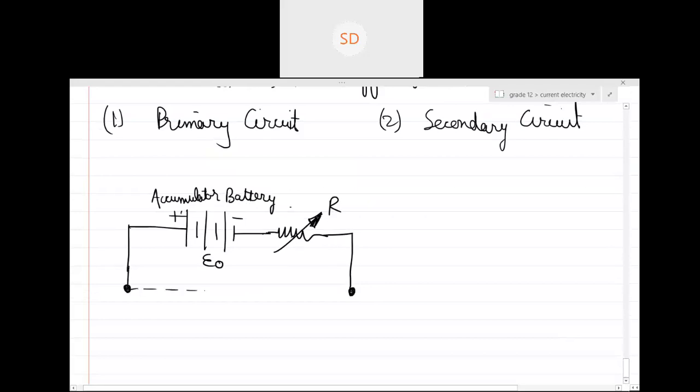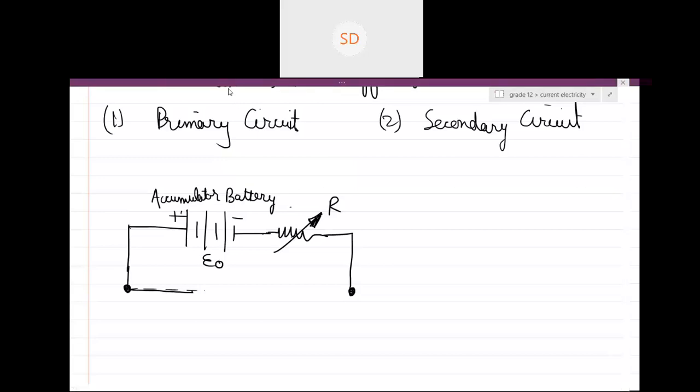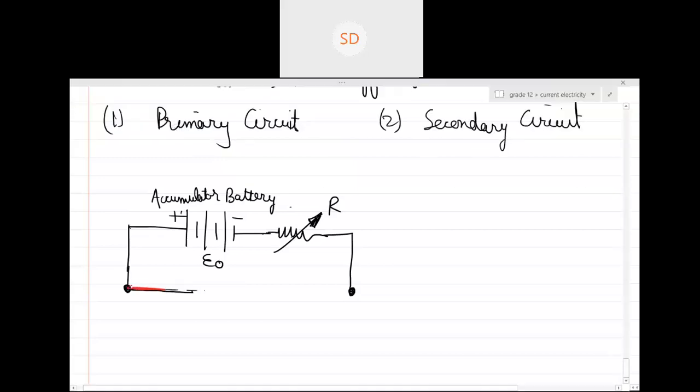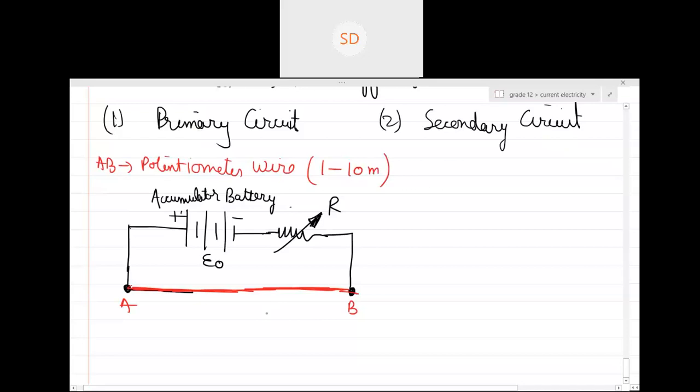long wire. I'll draw this wire with a different color. Can you see this wire? This wire AB is called the potentiometer wire. I'll write it over here. AB is basically a potentiometer wire. The length of this wire can vary from 1 to 10 meters. It can be long, doesn't matter. Okay?